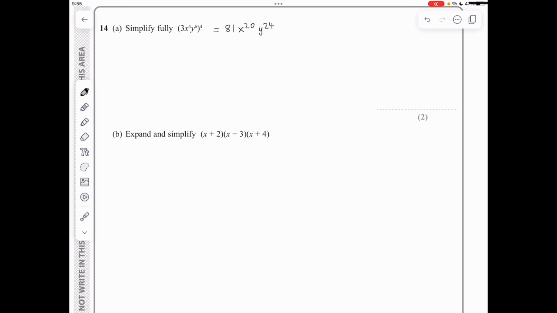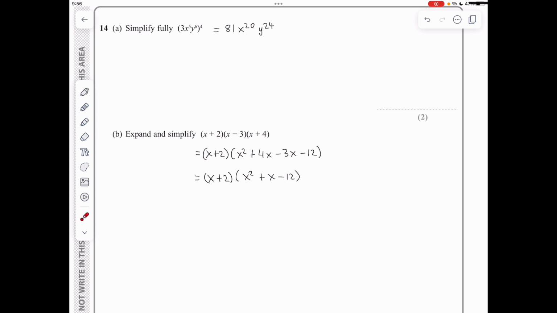So I will start by keeping the x plus 2, and I will expand the x minus 3x plus 4. So it's going to be x squared plus 4x minus 3x minus 12. I will be collecting the like terms in the second set of brackets, so x squared plus x minus 12.